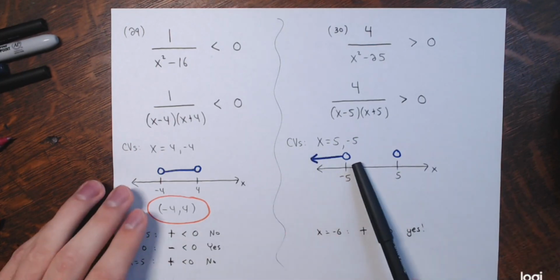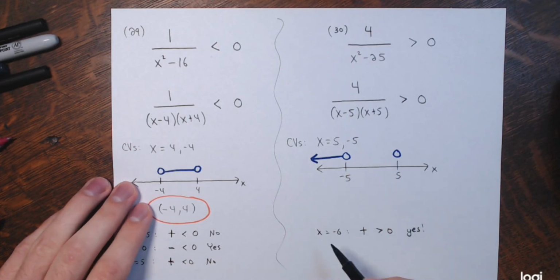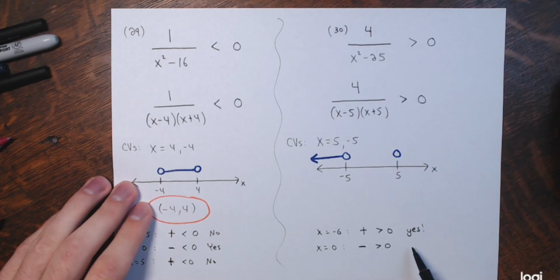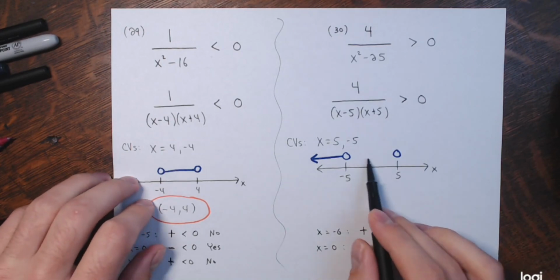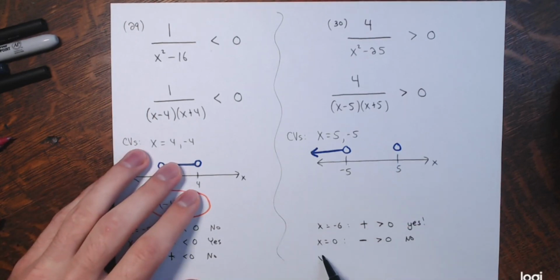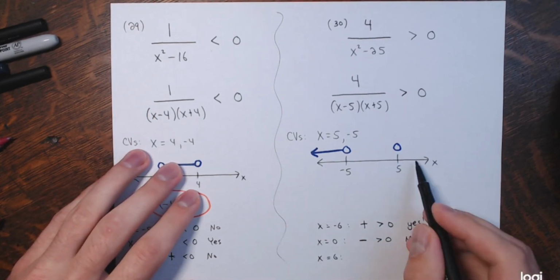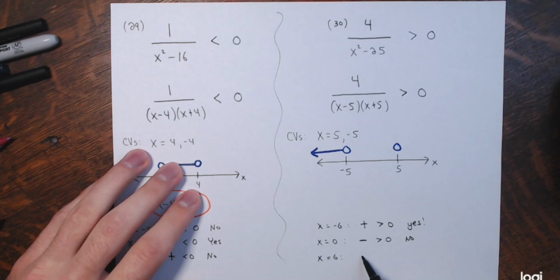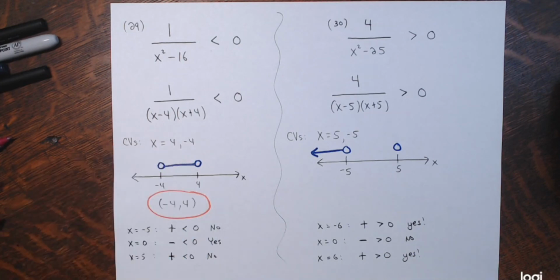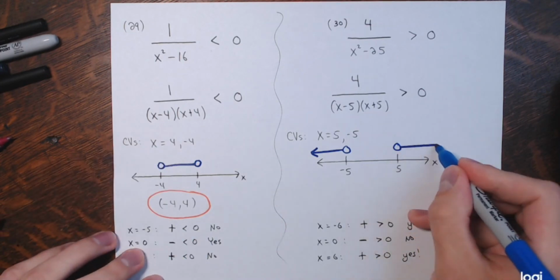How about between negative 5 and positive 5? Well, 0's in there. Let's pick 0. Now the left side would be a negative number. Is that greater than 0? No. So that's a blank area. And then how about to the right of 5? Plug in positive 6. Everything's positive on the left. So you have a positive number on the left. Is that greater than 0? Yes, it is. So all these numbers to the right of 5 are solutions.